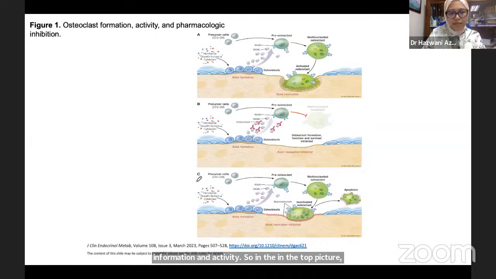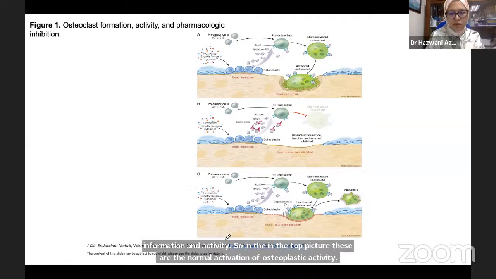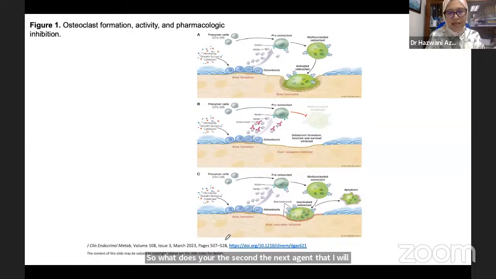You can see in picture C, what does bisphosphonate do? Bisphosphonate will bind on your osteoclast and it will inactivate your osteoclast. Then your osteoclast will be in apoptosis, meaning they won't promote any more osteoclastic or bone resorption activities. So what does denosumab do? The denosumab will bind with the RANKL ligand, and then it will inhibit the formation of the osteoclast itself, meaning it inhibits during the pre-osteoclastic formation itself.